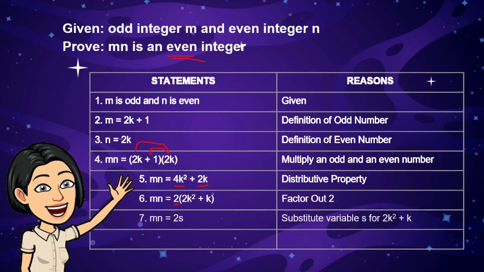Okay. And then, we could represent tong buong nasa loob ng parenthesis by a single variable. So, let's try s naman. Let's use the variable s. So, ang ating reason, substitute the variable s for 2k squared plus k. Ayan na. O, diba? Look at this. mn daw is equal to 2s. So, mn is an even integer. This ang reason by definition of an even number.